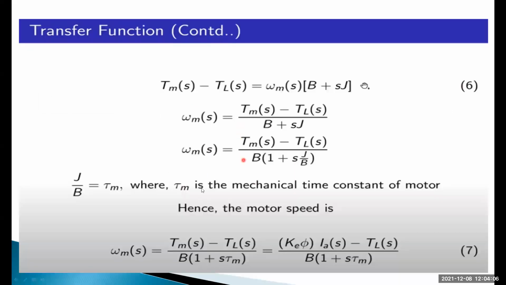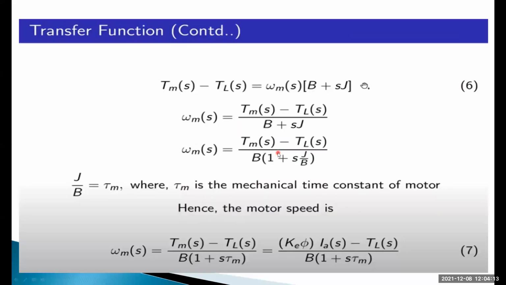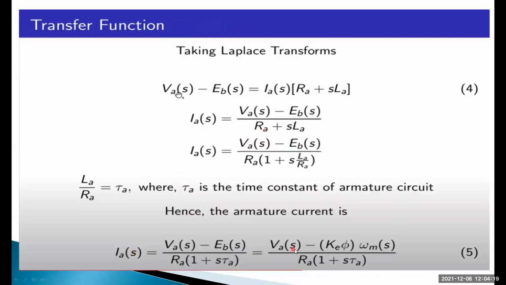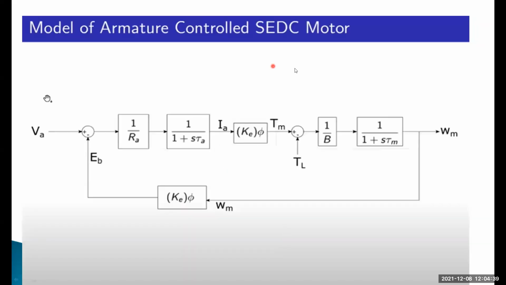By using these equations, the armature controlled separately excited DC motor can be modeled like this. Here the first equation is IA of S is equal to V of S minus K into pi into omega m, divided by RA into 1 plus S into tau A. And the next is the speed equation: omega m is equal to K into pi into I of S minus TL of S, into 1 plus S Tm. This is the speed equation. So this is the model of the armature controlled DC motor.